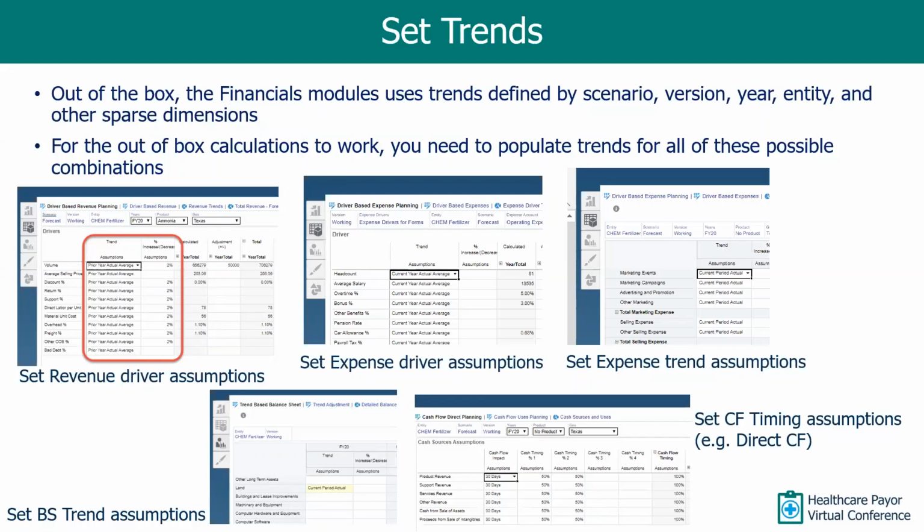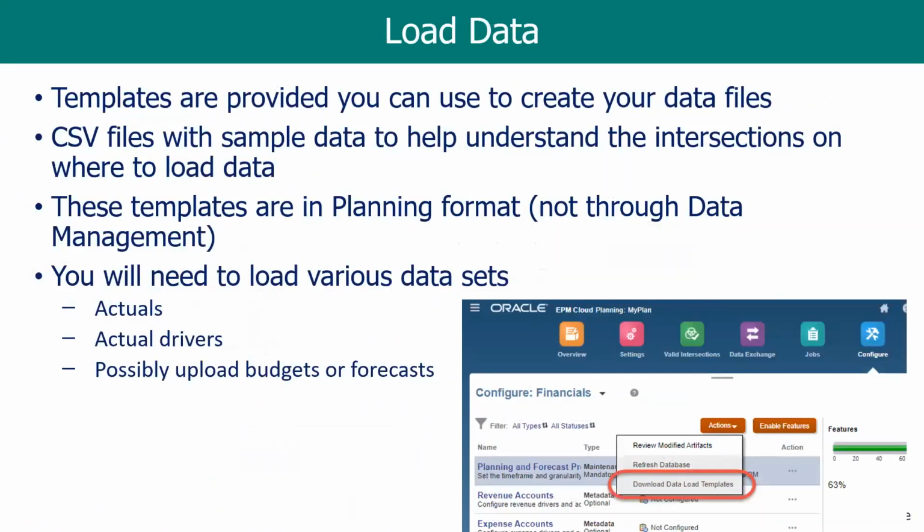We'll go in and say, okay, how do we want to calculate forecast for our different drivers, our members, our membership, and our different costs? And then if there are accounts that are trend-based, how do we want to calculate those? So we can go ahead and assign those trends. Then once we've set it, when we run calculations, it's going to use those trends in the forecast calculation. The next step is we want to load data.